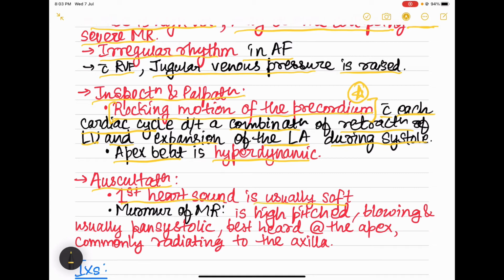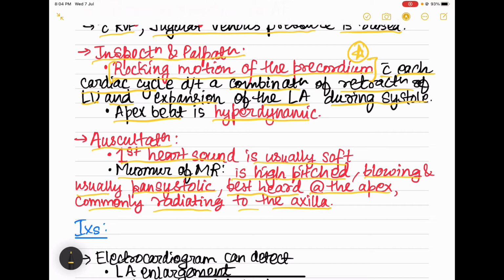Now coming to the specific murmur of mitral regurgitation, it is a high pitched, blowing type of murmur, and usually it is pansystolic, that is, present throughout the systole, best heard at the apex and commonly radiating to the axilla. So this is the description of the murmur of mitral regurgitation, which is a pansystolic murmur.